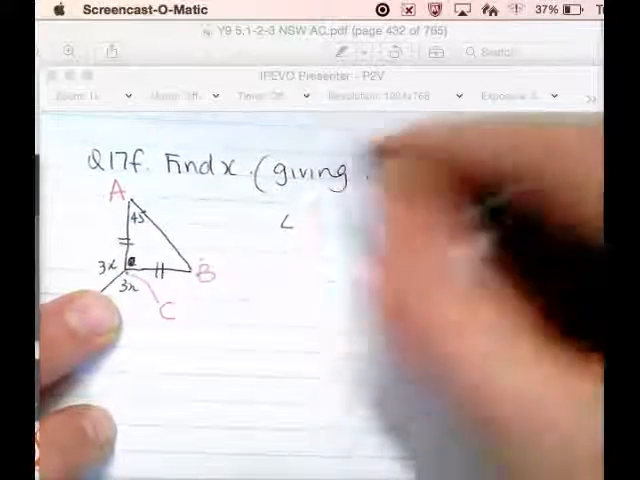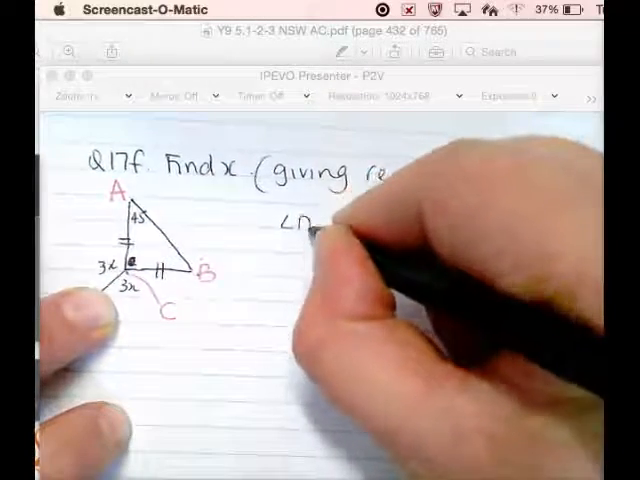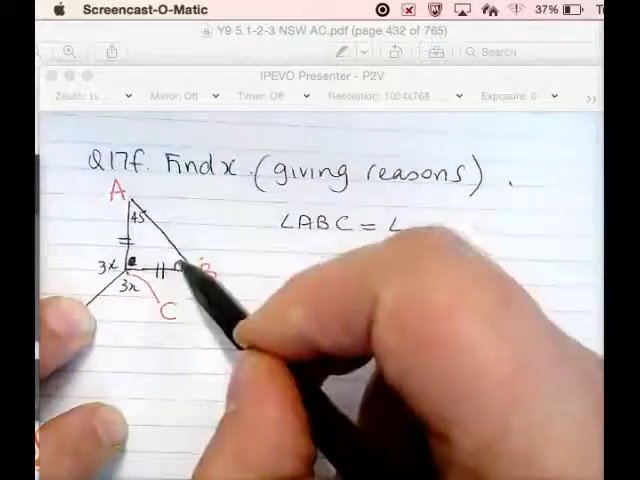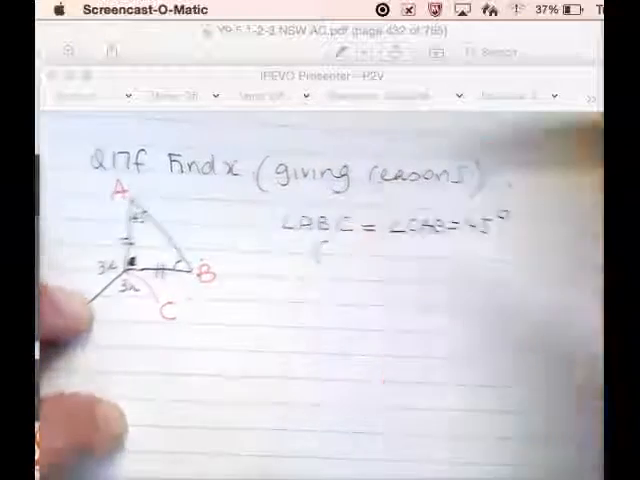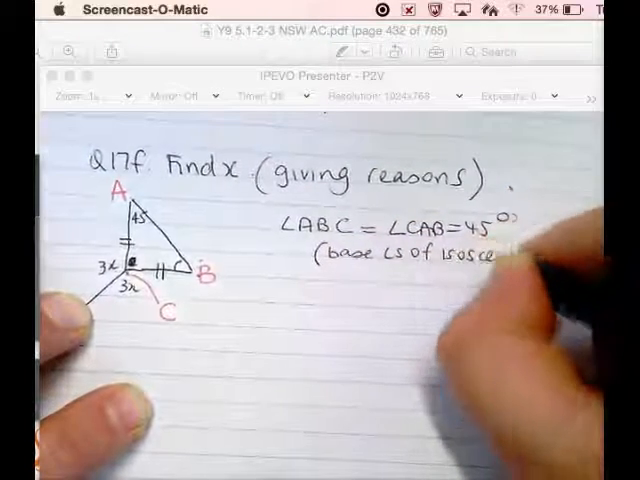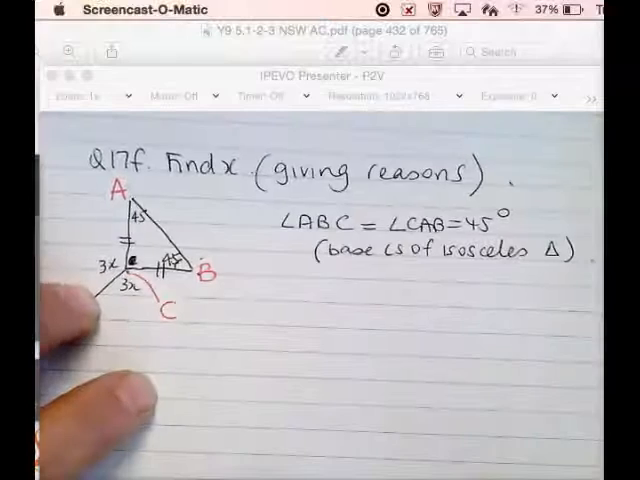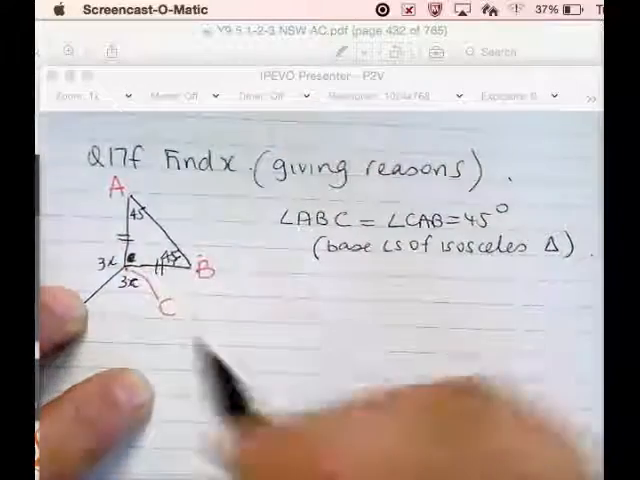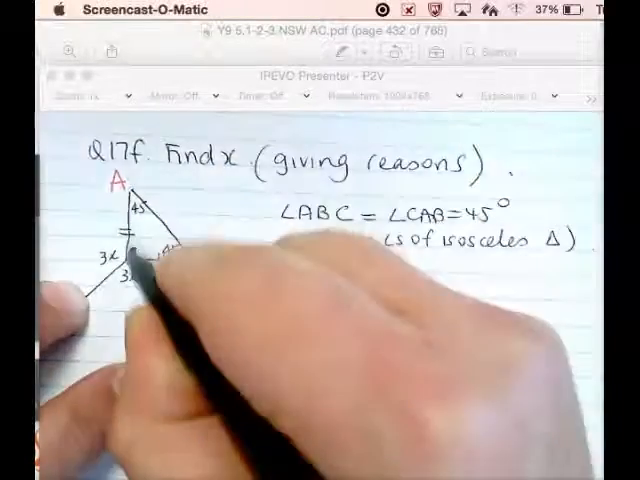So angle, what? This is C. All right, angle ABC, so this one down here, is equal to angle what? Equals angle CAB equals 45 degrees. What's the reason? Base angles of isosceles triangle. Okay, next. So I'm going to put 45 in. That's good. Next, what are you going to do? All right, I want this angle here, so angle ACB. How do I work out ACB?